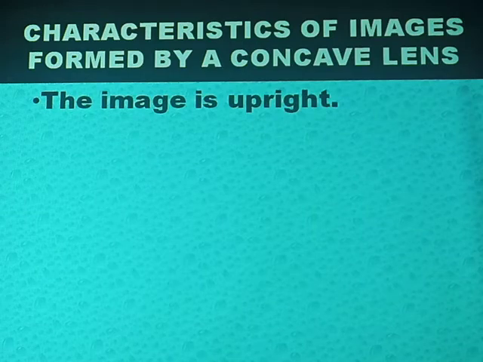Number one, we're saying the image is upright. What does it mean to be upright? When you look at the positioning of yourself when you're seated on a chair, if your image is focused on a concave lens, it will not show that you'll be lying. Are you together? It will not show you lying down, but it will show you seated in the position you are.